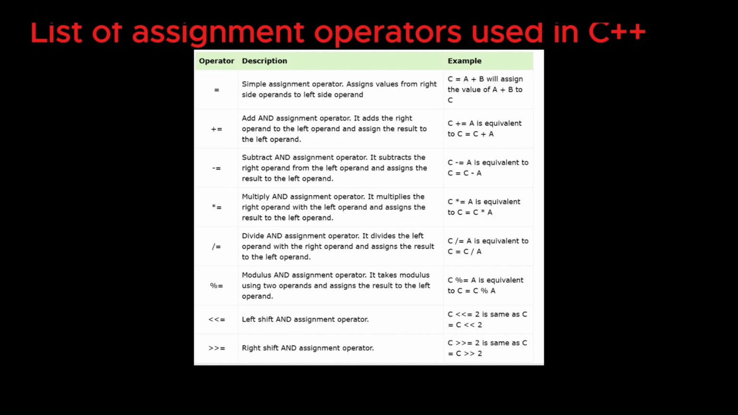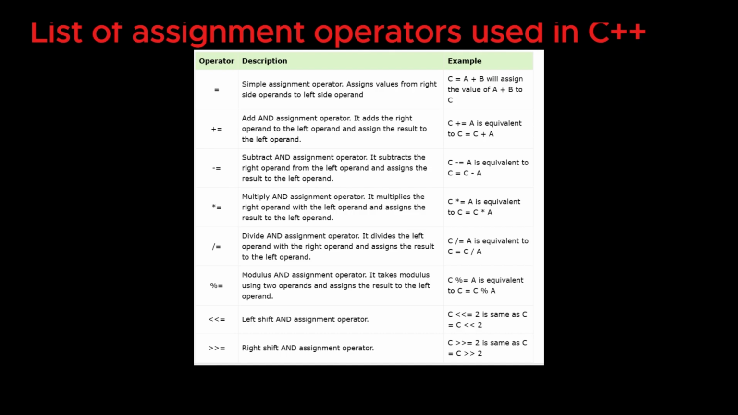multiplied by a. So the next is the divide and assignment operator. It divides the left operand by the right operand and assigns the result to the left operand. Also you see in the example, c divide equal a. This is equivalent to c equals c divided by a. Then the modulus and assignment operator. It takes the modulus using two operands and assigns the result to the left operand. You see in the example, c modulus equal a is equivalent to c is equal to c modulus a.